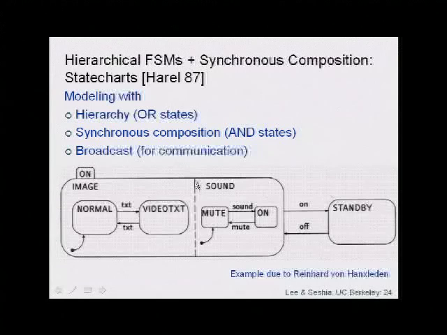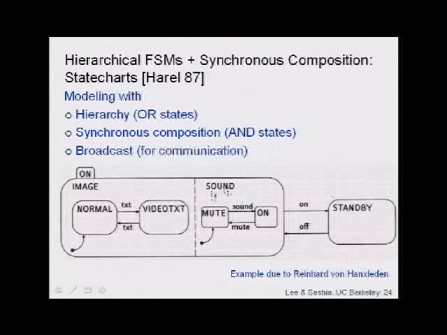So an AND state is denoted by splitting the box with this dashed line. It means that there are two concurrent tasks running. When the TV is on, there are two concurrent tasks running. One handles the image, and the other handles sound. Okay, and it makes sense. You want these two to happen at the same time. So either physically or logically, you want two tasks to be running simultaneously.